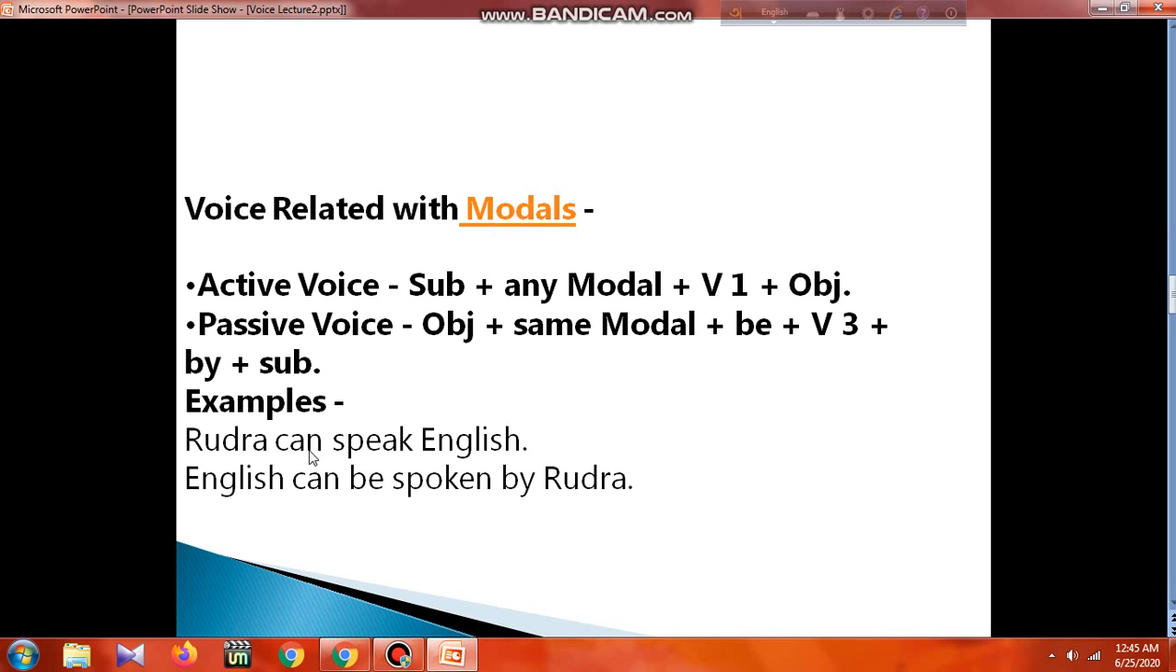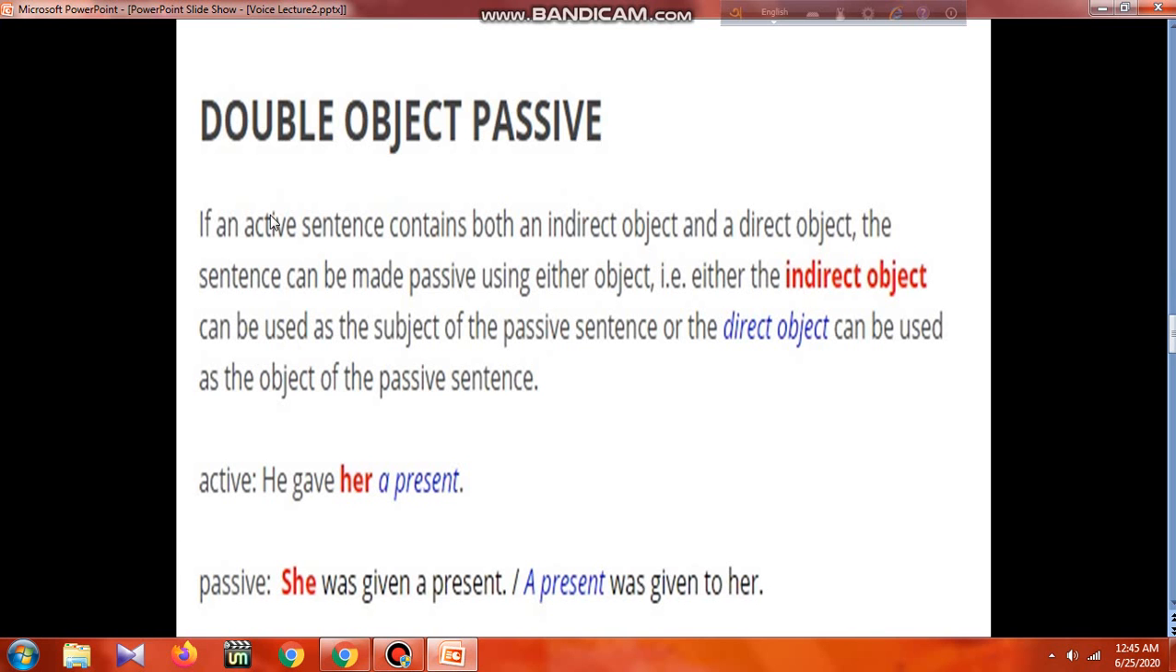Then in case of modals, we learned that can, could, may, might, must, so be will be there. Then double object, you can change the voice in both ways, but it is suggested that you pick the personal pronoun, then make it the subject, then other things as usual.